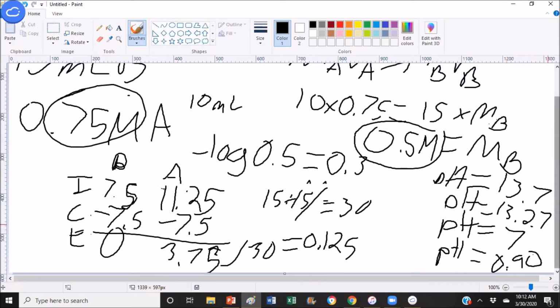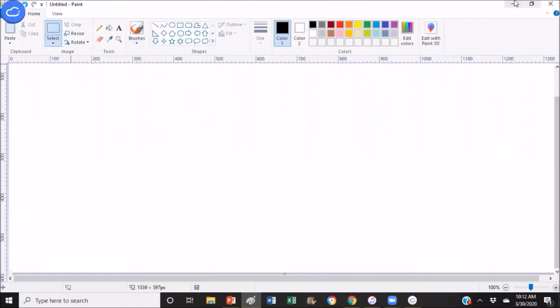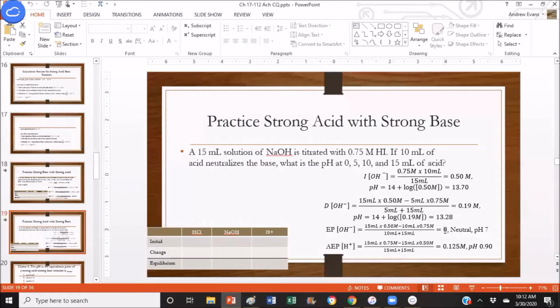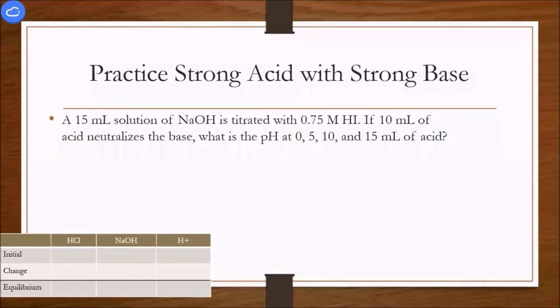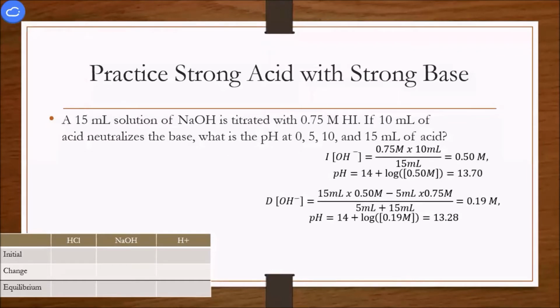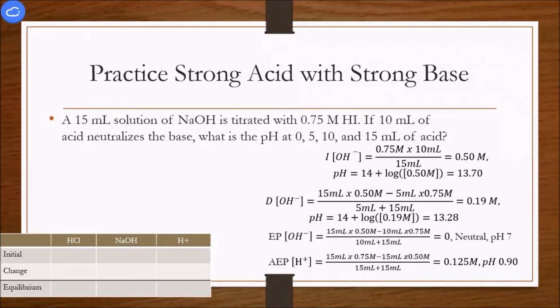But because this is acid and not base, we don't have to convert this. So the pH at the 4 points is 13.7 is our starting point. 13.27 is our half equivalence point. 7 is our equivalence point. And then 5 mils afterwards, it drops down to 0.9. So we see a huge jump from one side to the other. And that's indicative of our strong acid, strong base. Now, as I said, this is fair game. It's hard, it's tricky, but it's not as hard as it could be.